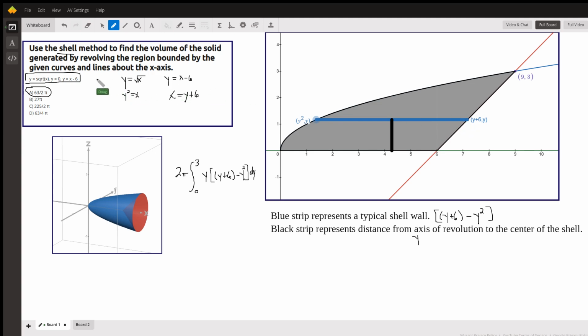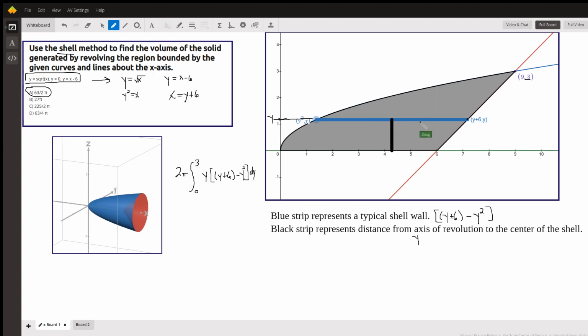So we need to solve the original functions for x in terms of y. If we square both sides of this first one, x is equal to y squared. And so for each y between 0 and this 3 up here, that's the point of intersection. For this particular y, for example, this distance is y squared. And for that particular y, the distance from here all the way over to here is y plus 6.